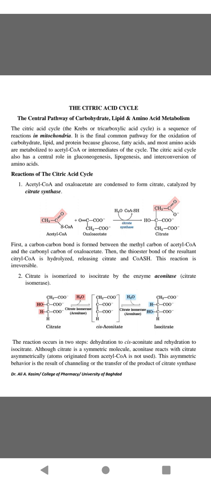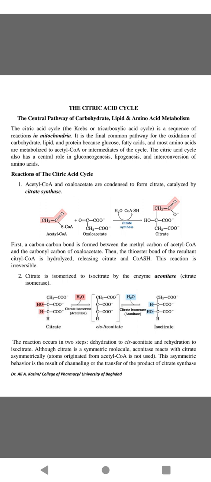It is the final common pathway for the oxidation of carbohydrate, lipid and protein, because glucose, fatty acids, and most amino acids are metabolized into acetyl CoA. From carbohydrate, the pyruvate or lactate is converted into acetyl CoA. The lipids are broken down into fatty acids, and the fatty acids are converted into acetyl CoA. From protein, we get amino acids during digestion, and these can also be converted into acetyl CoA. So these are the intermediates or precursors of the citric acid cycle and many of the products.